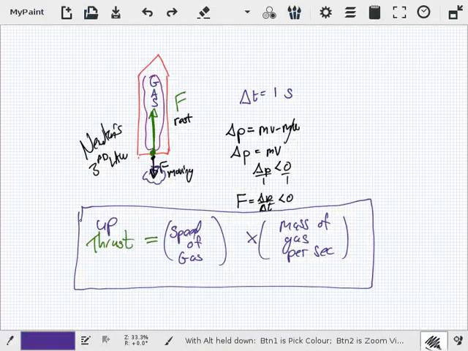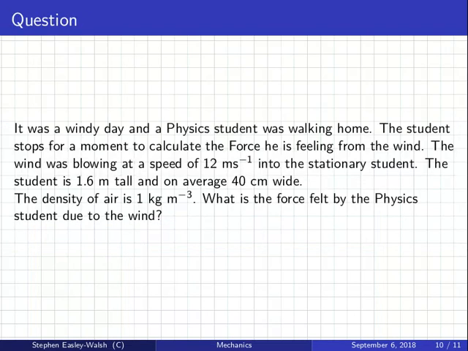So actually, it's quite a simple formula. If you have your rocket and you know how quickly the gas is coming out, and you know how much gas is coming out, you just multiply those two numbers, and you know what the force is. Not a difficult formula. But what's interesting about this formula is you can use it for wind problems.